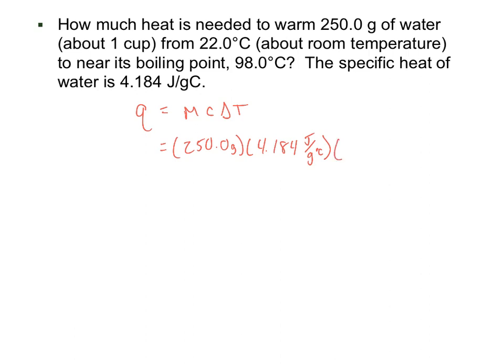And again, we know our temperature change. Our delta T: our final temperature is 98, our initial temperature was 22, for a delta T equal to 76 degrees C.